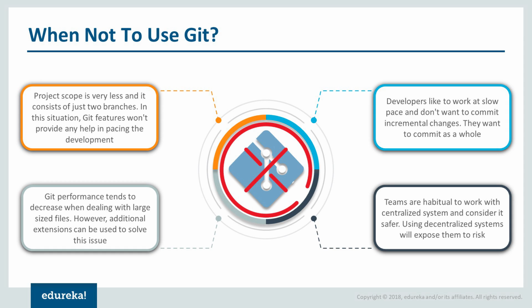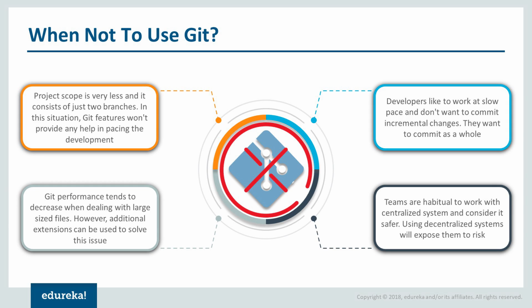If teams are habituated to working in a centralized system and are not familiar with a distributed one, then you should continue working on the centralized system, because you don't want the risk involved. Now, Git performance may tend to decrease when dealing with large files. So if you have very large files, give it a thought whether you want to use Git or not. However, there are additional extensions that you can use to solve this issue.